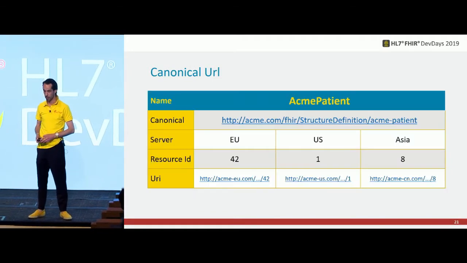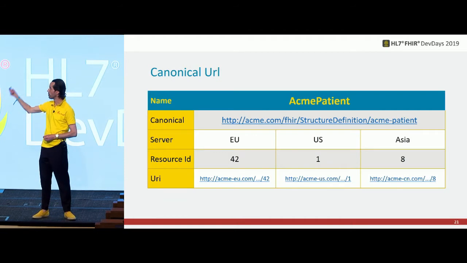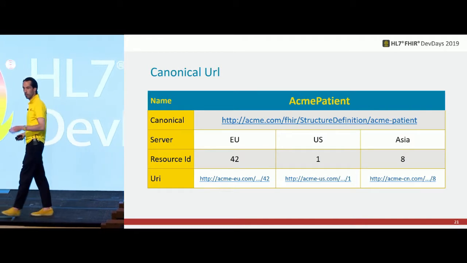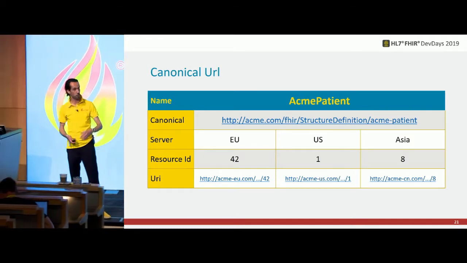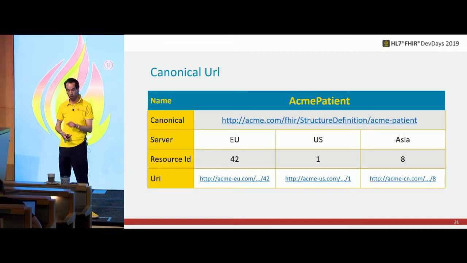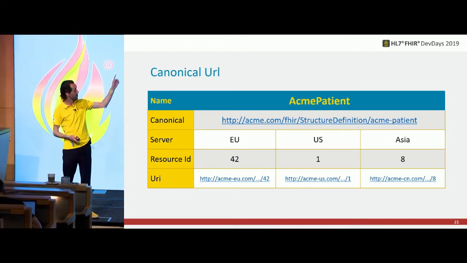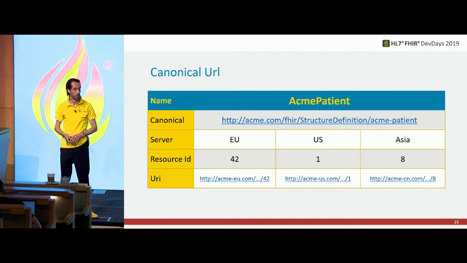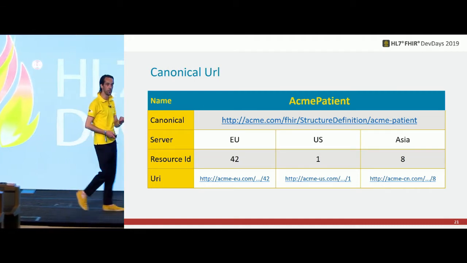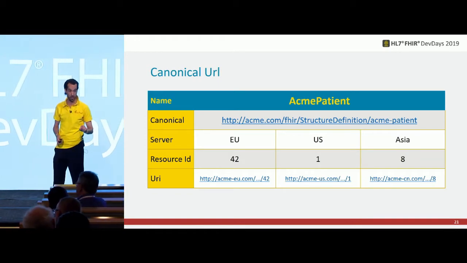So you can try this out. And here's a little example where you made, for example, a profile saying, this is my profile on a special custom patient. I'm going to push it to 3 different servers. All the servers will assign a random ID depending on what the server decides, but they will all share the same canonical URL as you see in the top of the diagram. So for conformance resources, you don't use the resource ID, you use the canonical URL.